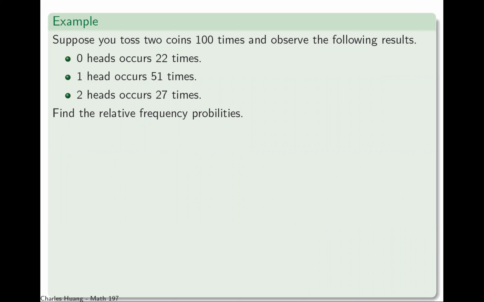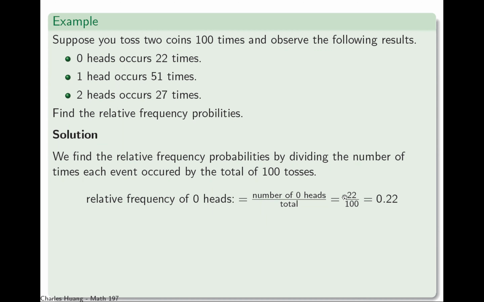Now, suppose we toss 2 coins, and these are the results. When we find the probability using the relative frequency method, all we do is we take the times where no heads shows up, there are 22 times, and we just divide it by the total number of times where we did our observation. So in this case, it will be 22 over 100.